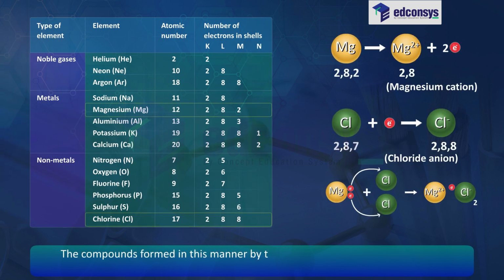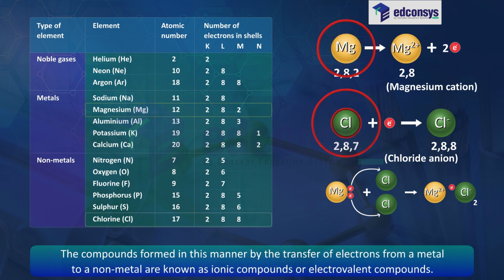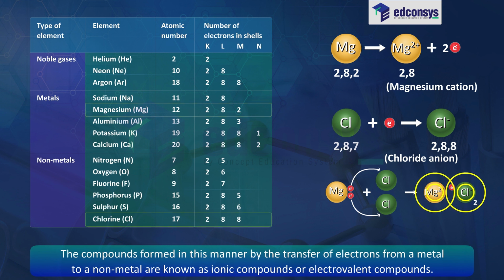The compounds formed in this manner by the transfer of electrons from a metal to a non-metal are known as ionic compounds or electrovalent compounds. Name the cation Mg+ and anion Cl- present in MgCl2.